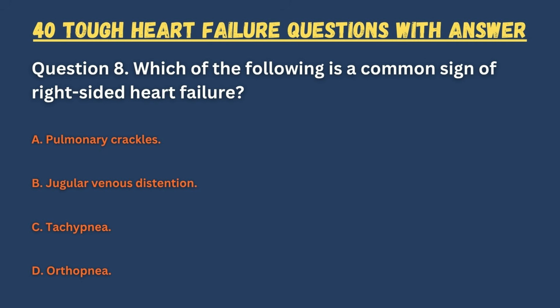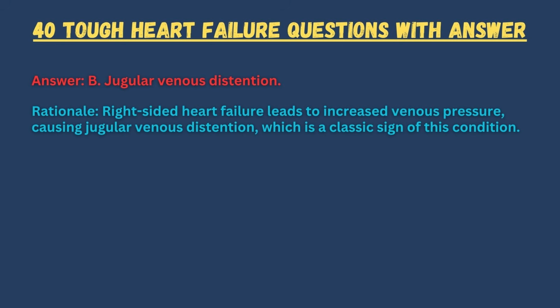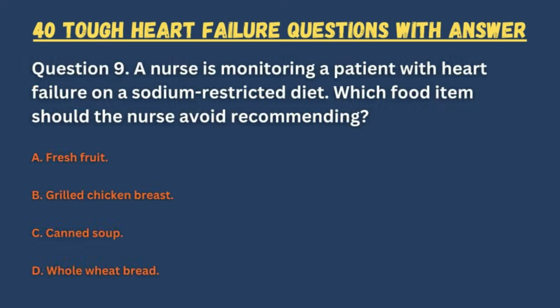Question 8. Which of the following is a common sign of right-sided heart failure? A. Pulmonary crackles. B. Jugular venous distension. C. Tachypnea. D. Orthopnea. Answer: B. Jugular venous distension. Rationale: right-sided heart failure leads to increased venous pressure, causing jugular venous distension, which is a classic sign of this condition.